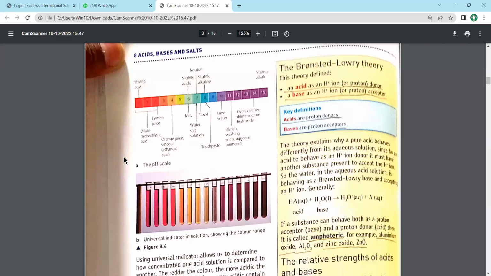Now you can see that the acid donates, as we learned from the Lowry-Bronsted definition. It donates the H positive ion, or hydrogen ion, you can say proton. And this water molecule acts as a base. Why? Because it accepts the proton. So this is the remaining part in front of you. Now, clear?